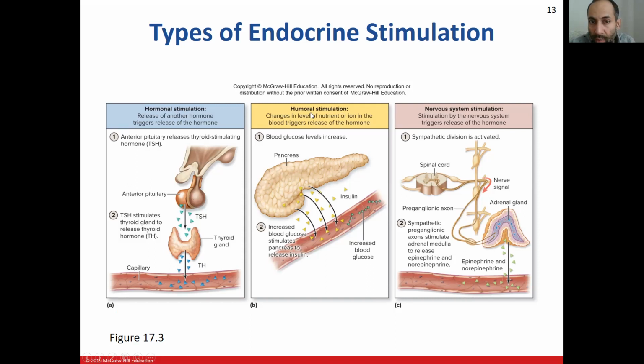Okay, so then what is humoral stimulation? Humoral stimulation is when the levels of a certain ion in your bloodstream or the levels of some nutrient in your bloodstream cause a hormone secretion. So let's talk about insulin here, right? Insulin is a protein hormone that is secreted by your pancreas. Here's your pancreas. This is what it looks like, right? Whenever you eat a meal, your blood sugar levels go up right after that, right? So high levels of glucose stimulate your pancreas to secrete insulin, which is these yellow triangles here.